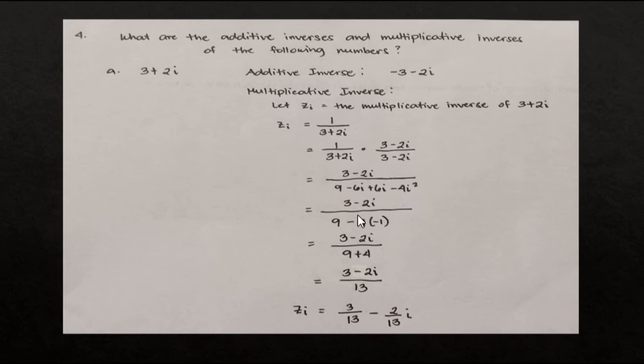To simplify further, the middle terms become 0. Copy the numerator, so 9 minus 4, then i squared is negative 1. So, copy the numerator 3 minus 2i over 9 minus 4 times negative 1 is positive 4. So, 9 plus 4. So, it becomes 3 minus 2i all over 13. So, in standard form, that is 3 over 13 minus 2 over 13i.